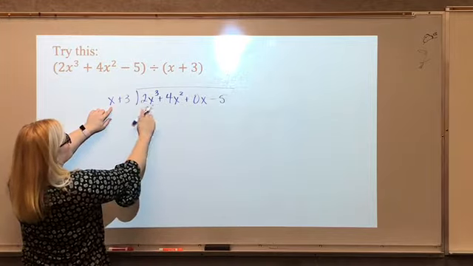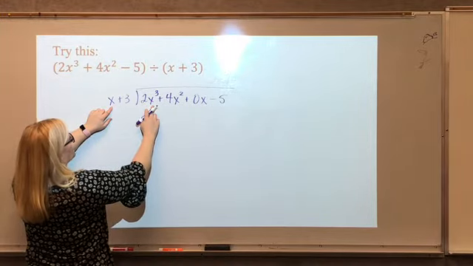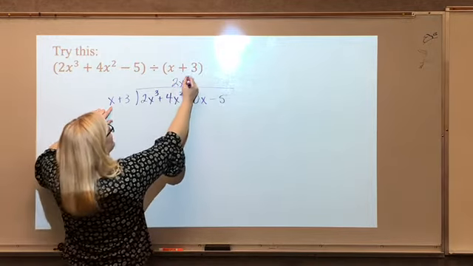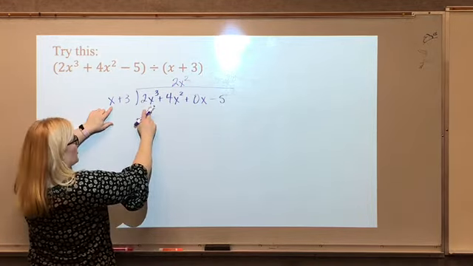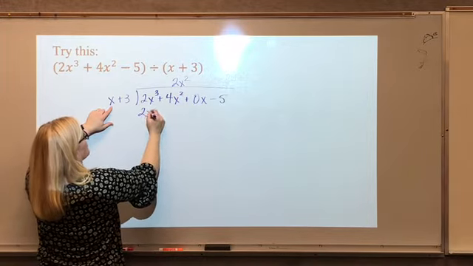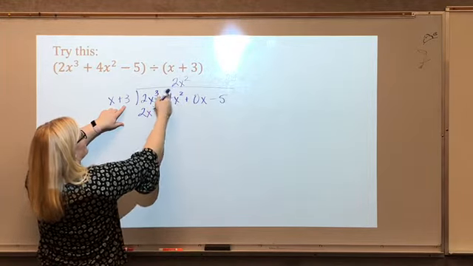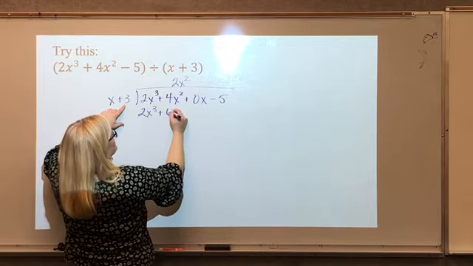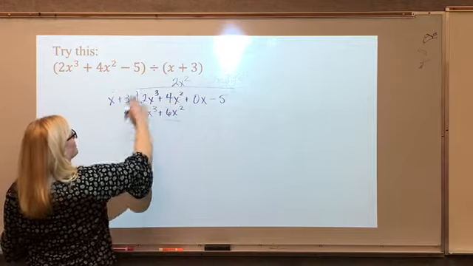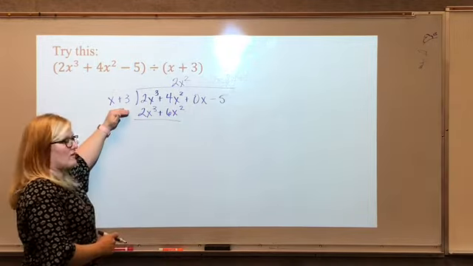X times what gives me 2x squared? Well, that's 2x. X times 2x squared gives me 2x to the third. 2x squared times x is 2x to the third. 2x squared times 3 is 6x squared. Okay, just remember that whenever you're multiplying, you have to multiply by every term over here.